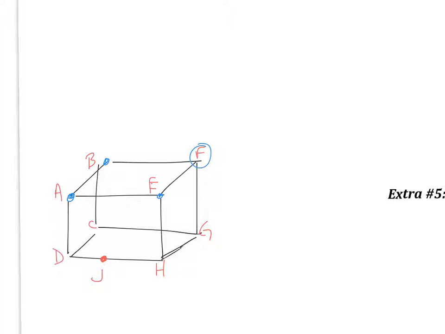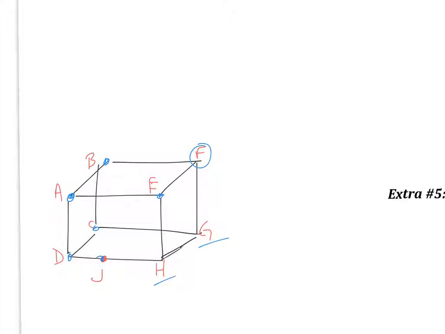Name a point that is coplanar with C, D, and J. FYI, you got 2 possible answers here. G is one possible example. What's the other one? H. And H, okay? So C, D, and J are all on the bottom, but so are G and H. Now I'm gonna try and trick ya.